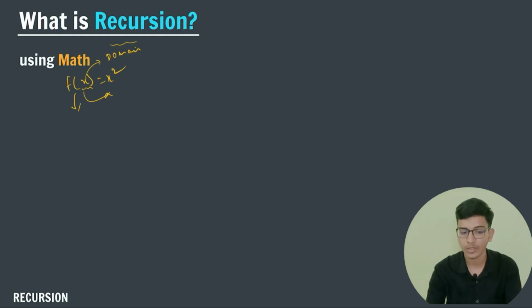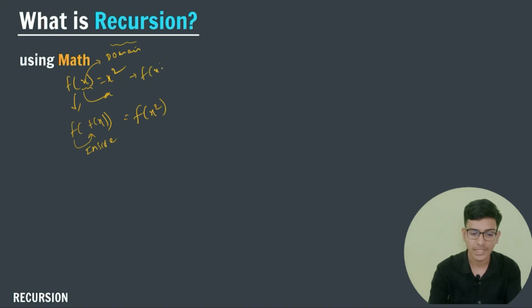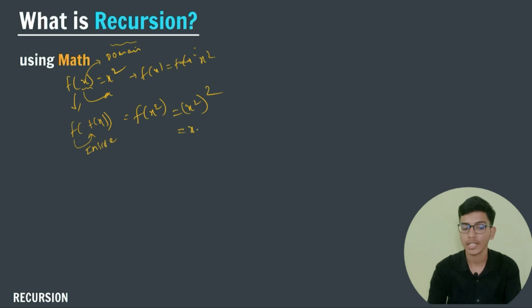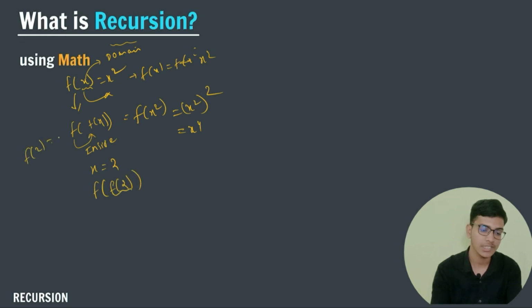So f of x is equal to x square is a function. Now I can write my function as f of f of x. Right here, I'm calling my function, and the inside parameter is the function itself. So f of x square will give x square whole square. Let us take an example that x is equal to 2. Then f of 2 is 2 square, that is nothing but 4. So this will give me f of 4.